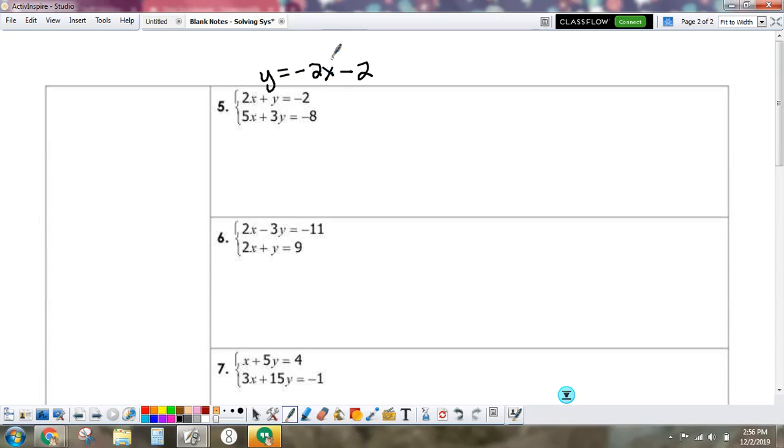So I'm going to use this equation to substitute in for y. And that's the same process as before. So I'm going to show you this one, and then you're going to try the rest and then compare them with my answers. All right, so I'm going to go ahead and take this and plug it in for y.